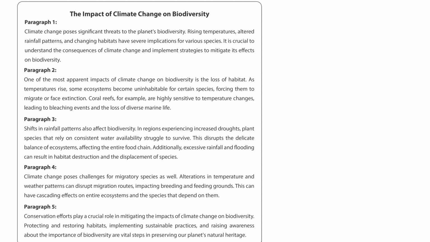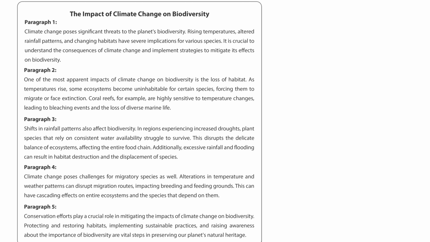Paragraph 1. Climate change poses significant threats to the planet's biodiversity. Rising temperatures, altered rainfall patterns, and changing habitats have severe implications for various species. It is crucial to understand the consequences of climate change and implement strategies to mitigate its effects on biodiversity.